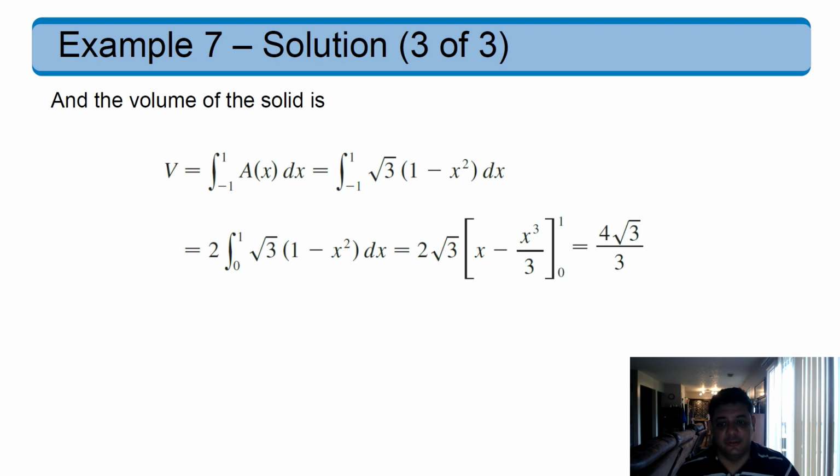Over here, as you can see, this is just powers. And so this ends up being square root of 3 times (x minus x cubed divided by 3). And this is going to give me 4 square root of 3 over 3.